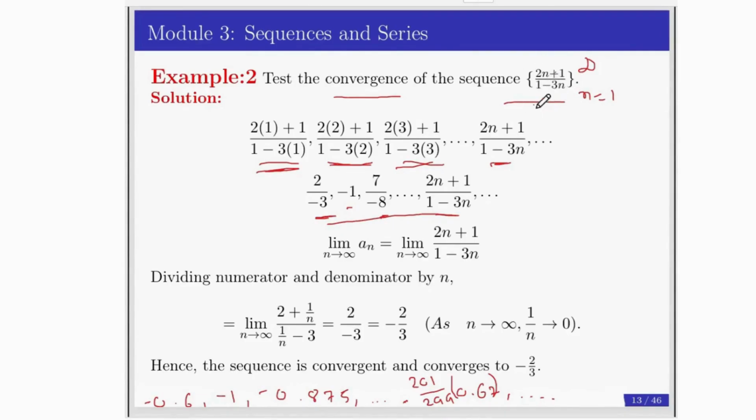Now, to check whether the given sequence is convergent or not, let's start with the definition of limit. Take the limit as n tends to infinity of a_n. Here a_n is the nth term of the sequence, (2n + 1)/(1 − 3n). On it, apply the limit as n tends to infinity. Now solve this limit.